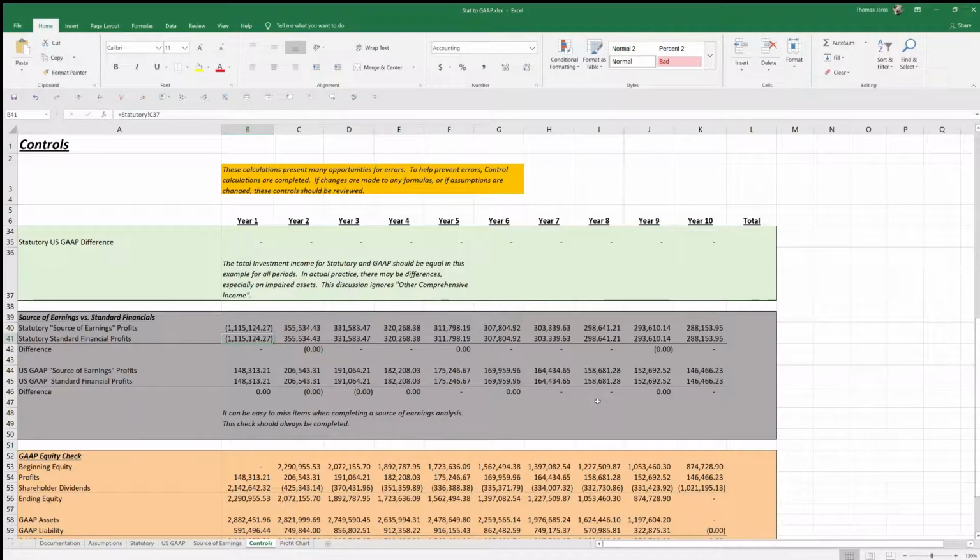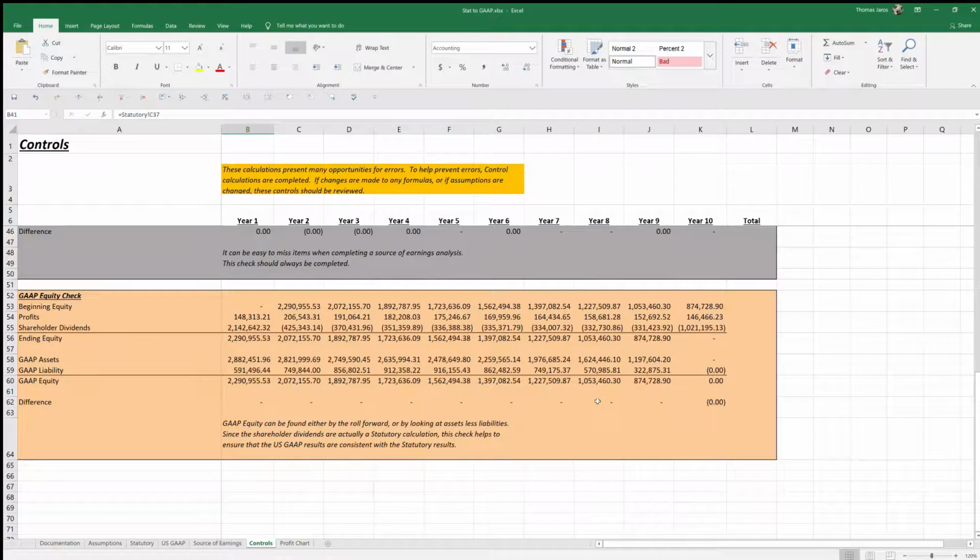The profits from either one of those methodologies turns out to be exactly the same for both statutory and US GAAP on all periods. The last one is probably one of the key ones, and one of the ones where I most likely would find an error in calculations. There's not an error here, luckily, but this is a GAAP equity check.